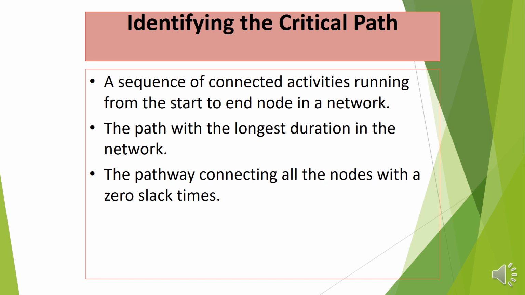Identify the critical path. A sequence of connected activities running from start to end in a network is a path. Now the path with the longest duration in the network is the critical path. The pathway connecting all the nodes with slack 0 is the critical path. So the critical path has the longest duration and also has total slack equal to 0.